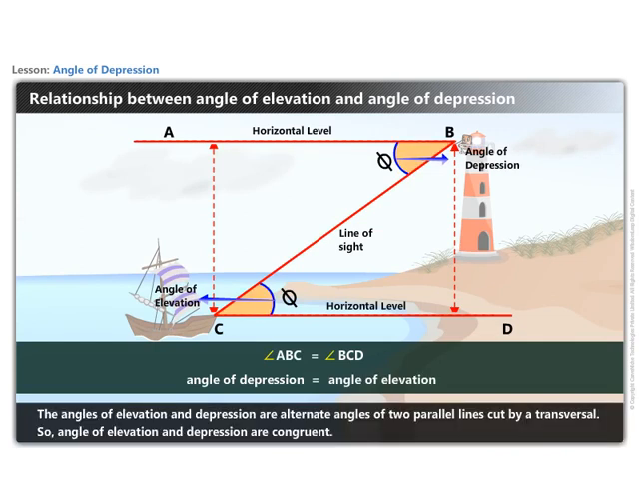The angles of elevation and depression are alternate angles of two parallel lines cut by a transversal. Hence, we conclude that the angle of elevation and the angle of depression are congruent.